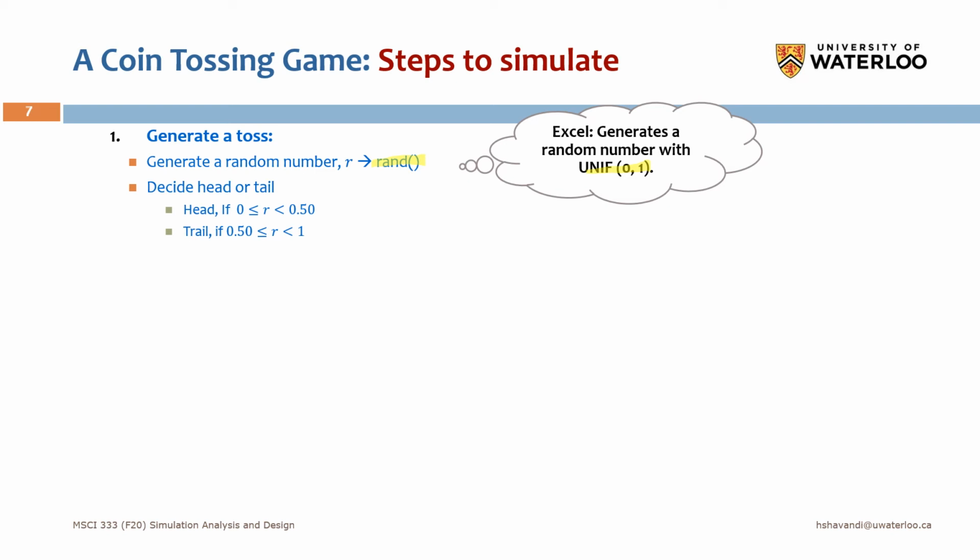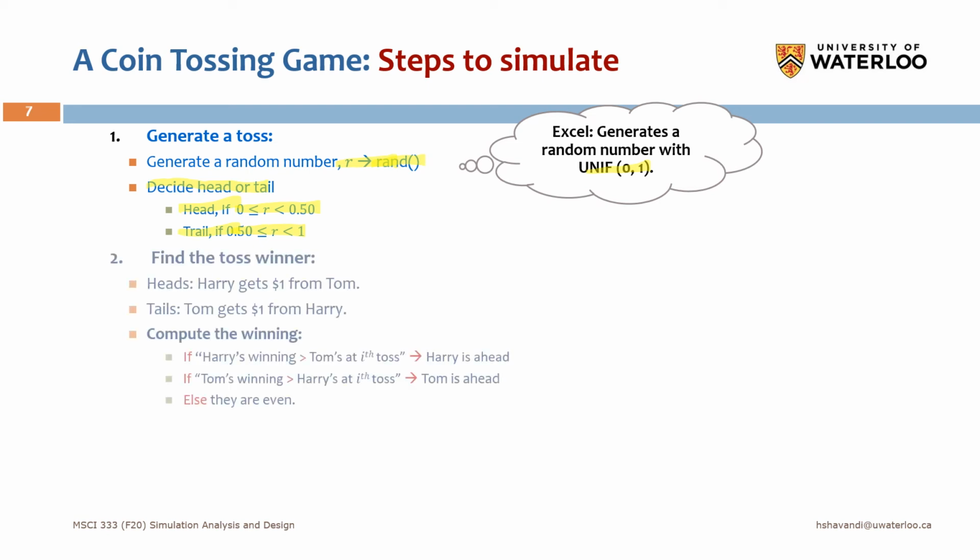We can decide on head or tail like this: let's say R is the number generated by the RAND function. If it is between 0 and 0.5, then we decide that the outcome of the toss is head. And if it's between 0.5 and 1, then it will be tail. So this is how we generate a toss in the game in Excel.